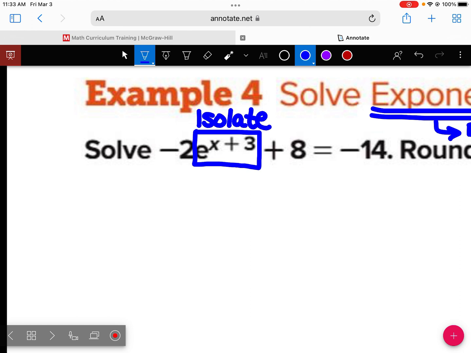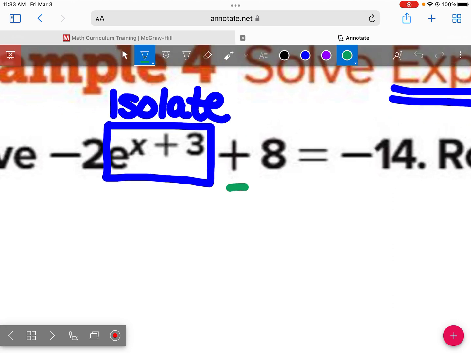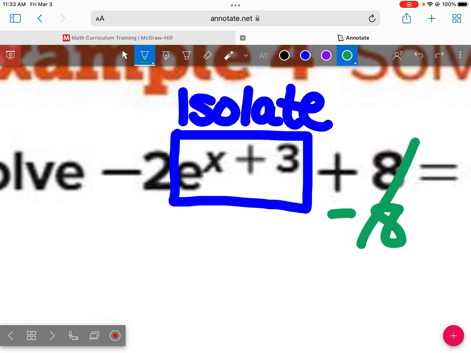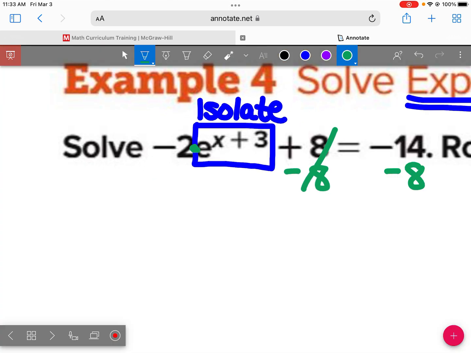What are the pieces, what are the numbers that are not inside that little blue box? -2 and plus 8. What would I have to undo first if I'm going to try to isolate this? Subtract 8 from both sides. That's where I would start. Because tell me about that -2. What is connecting that -2 to the e? Multiplication. We don't ever undo multiplication first. We always undo addition and subtraction first.